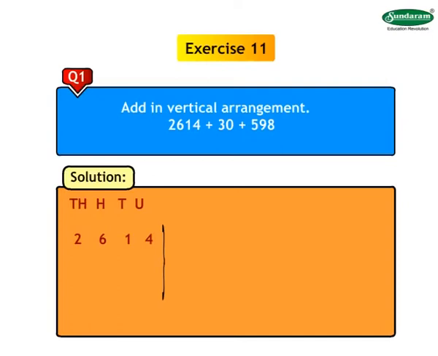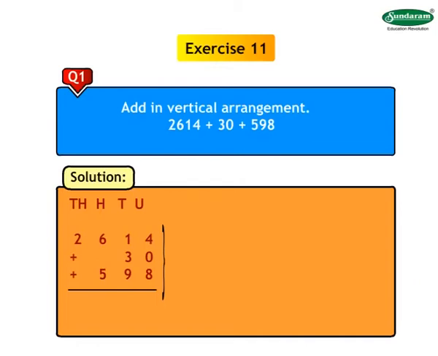Second number 30 is a 2-digit number. So place 0 of 30 under units column below 4 of the number 2,614. Place digit 3 under tens column below 1 of the number 2,614. Put a plus sign to the left. Third number is 598. Starting from units place, place the digits 8, 9, 5 in the units, tens and hundreds place respectively below the first two numbers. Draw a line below the numbers as shown.